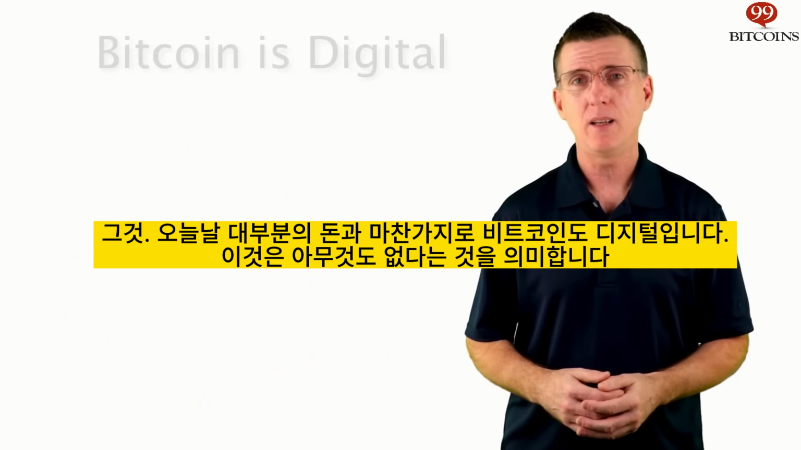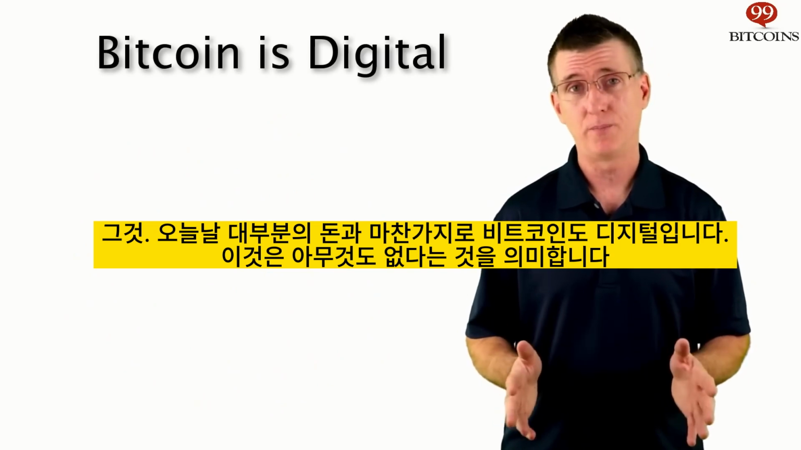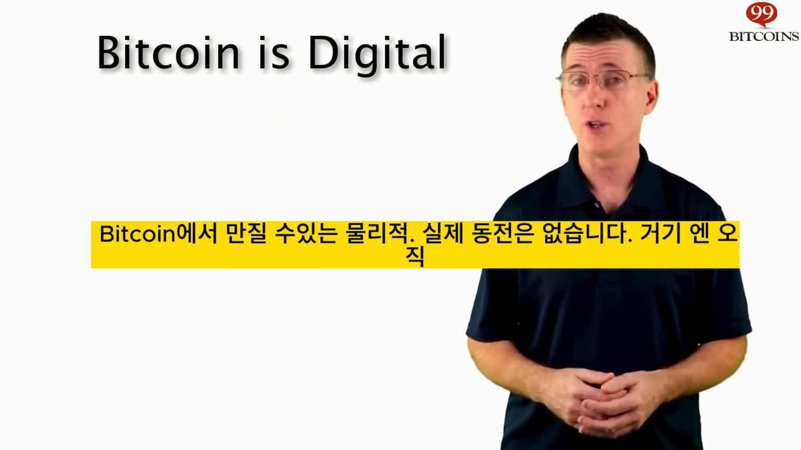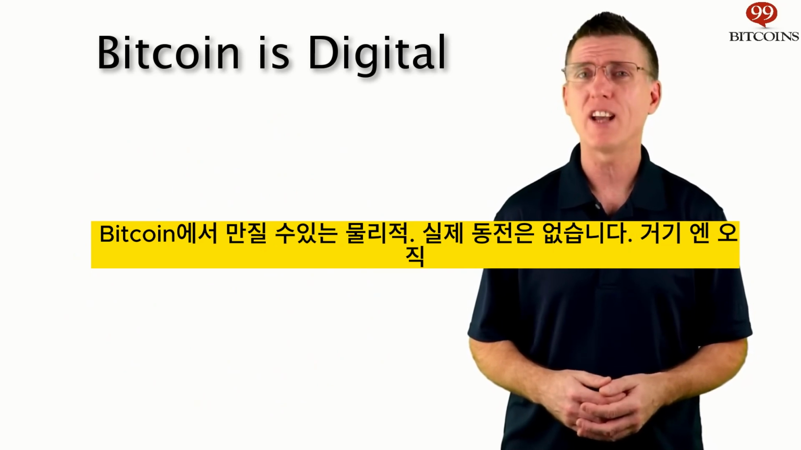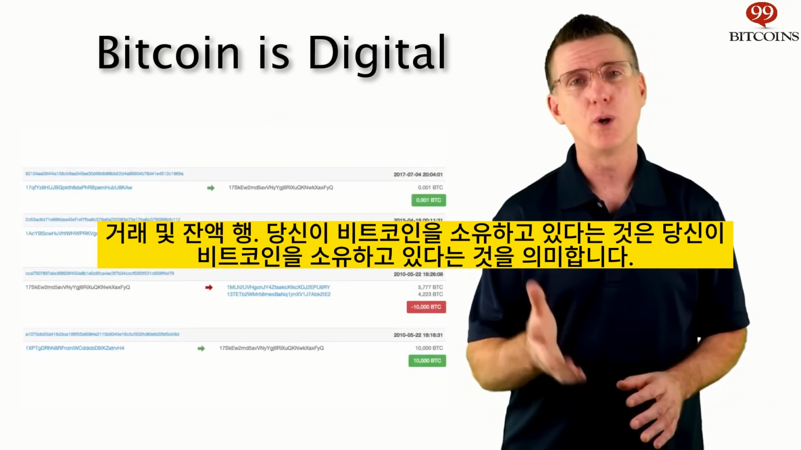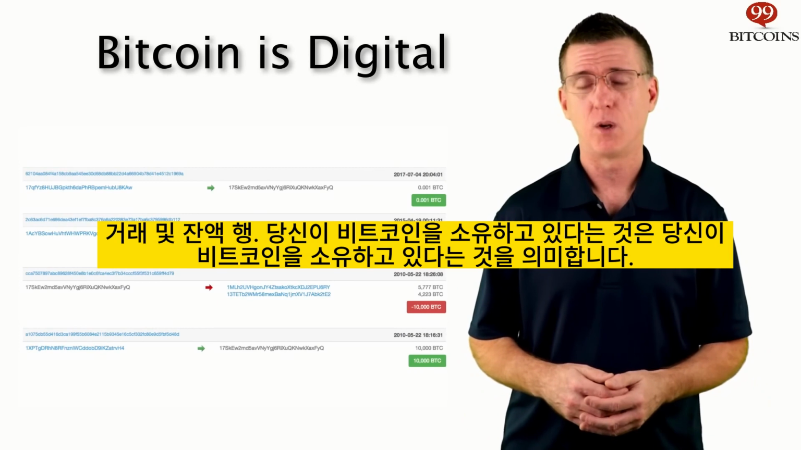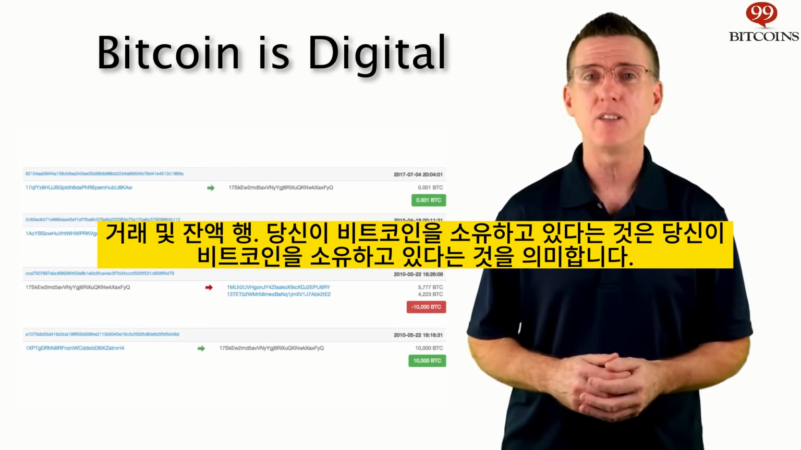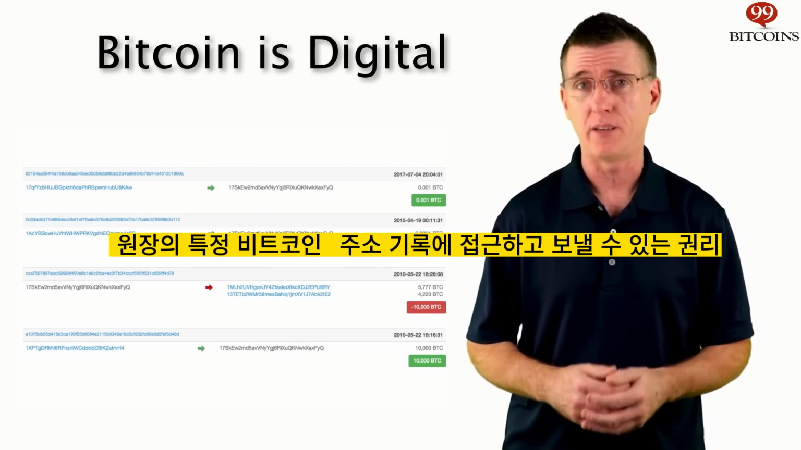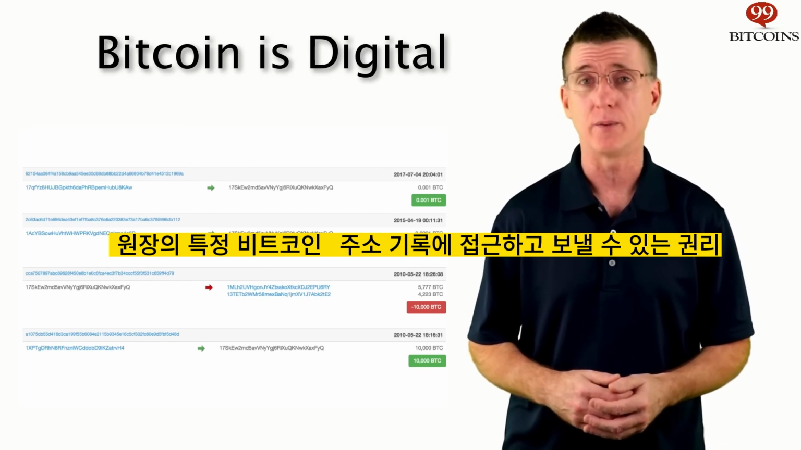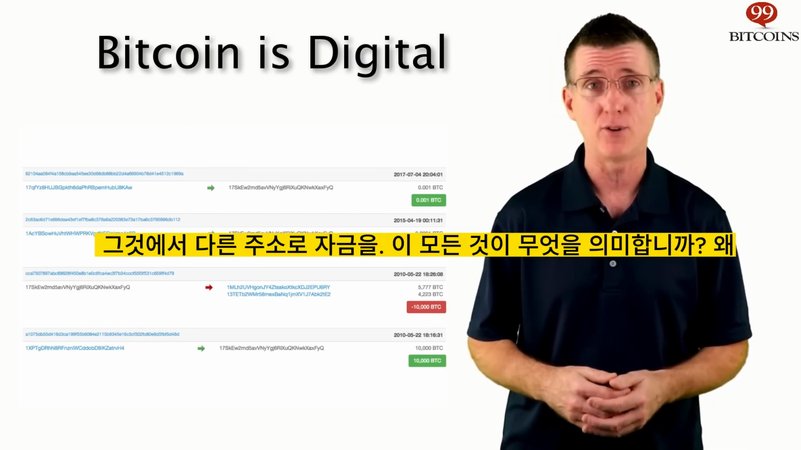Like most money today, Bitcoin is also digital. This means there's nothing physical that you can touch in Bitcoin. There are no actual coins. There are only rows of transactions and balances. When you own Bitcoin, it means that you own the right to access a specific Bitcoin address record in the ledger and send funds from it to a different address.